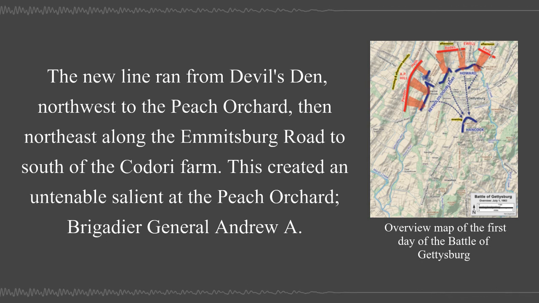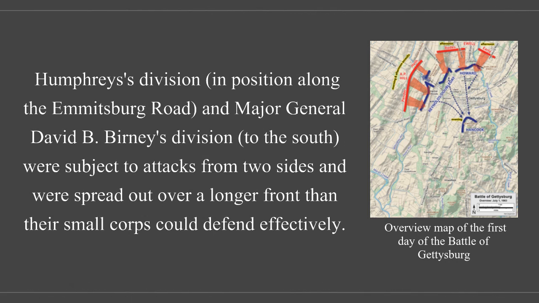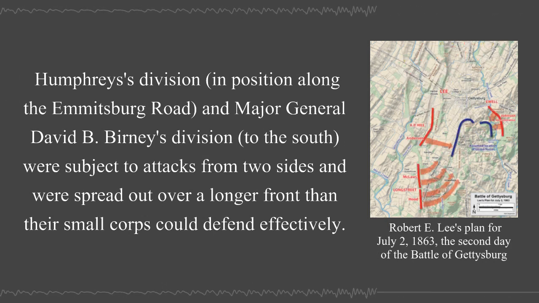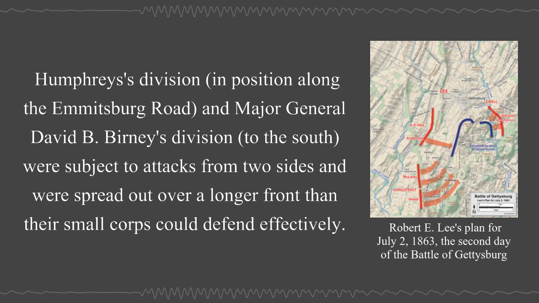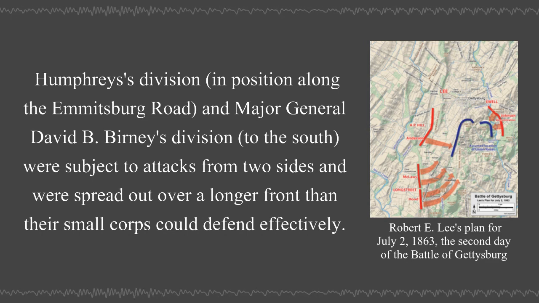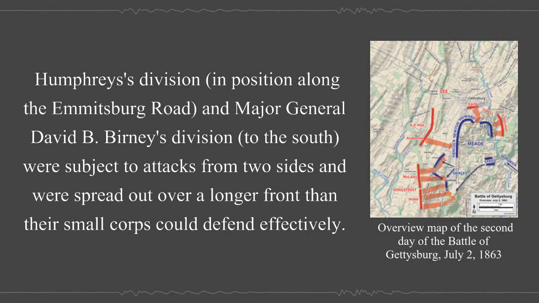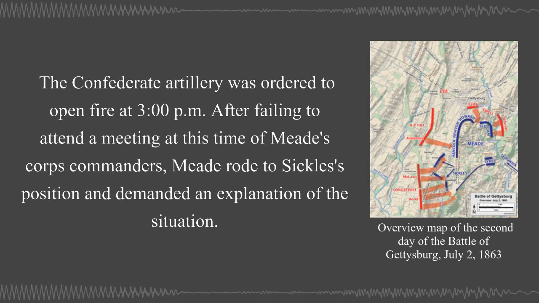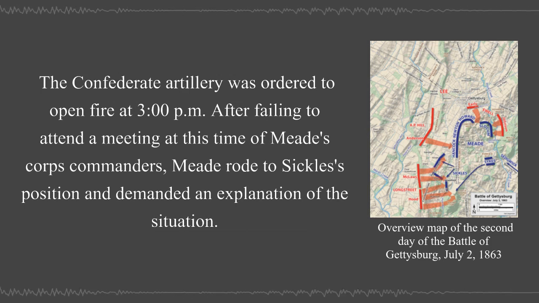Brigadier General Andrew A. Humphreys's division, in position along the Emmitsburg Road, and Major General David B. Birney's division to the south were subject to attacks from two sides and were spread out over a longer front than their small corps could defend effectively. The Confederate artillery was ordered to open fire at 3:00 p.m.